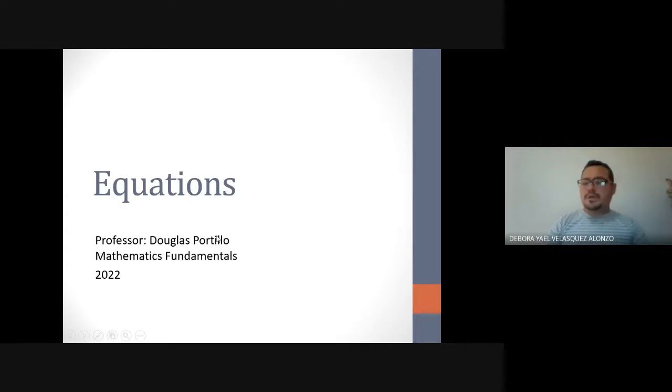of the equations, I mean, of the algebraic expressions, which at the end are connected with equations. It's a pretty interesting topic because here we will see the applications of these ones.